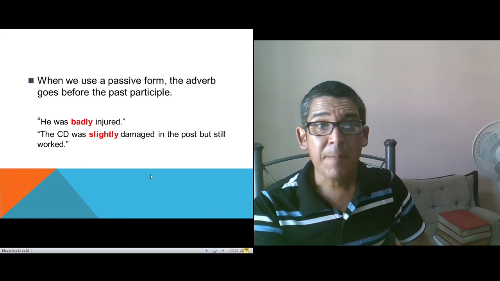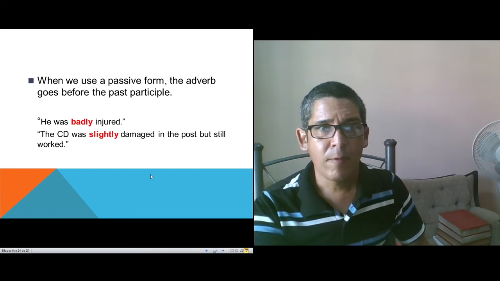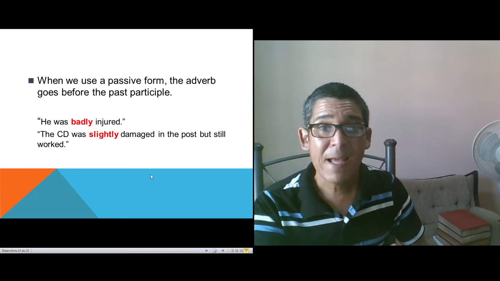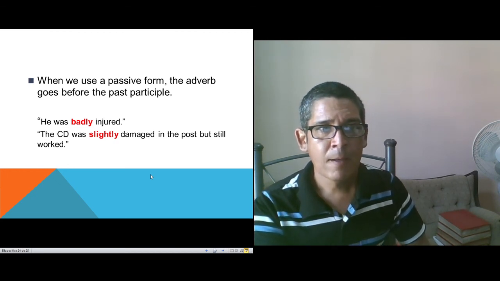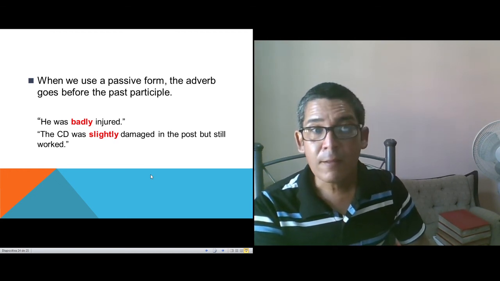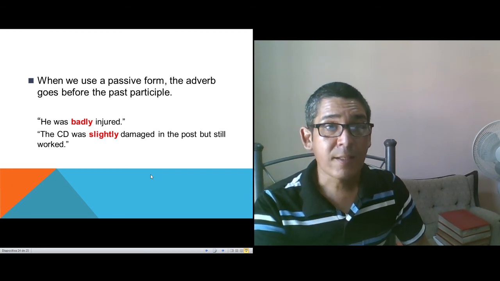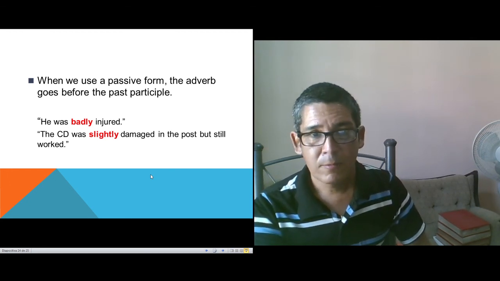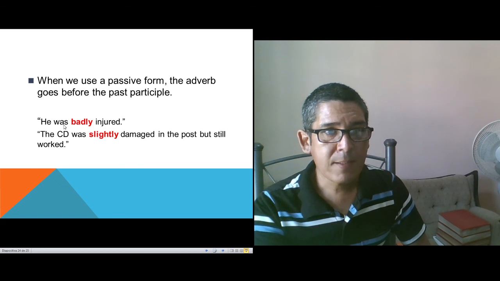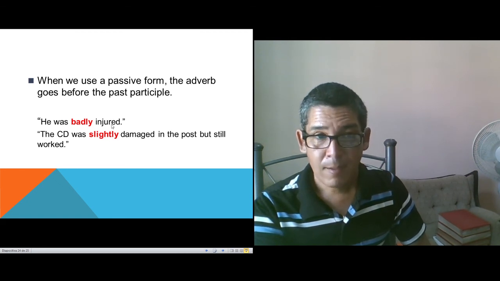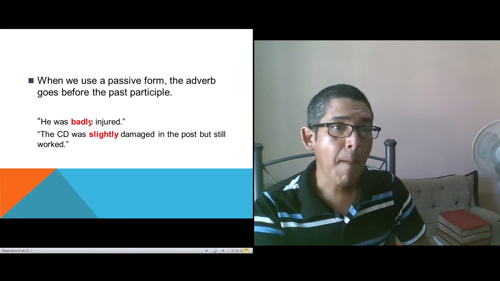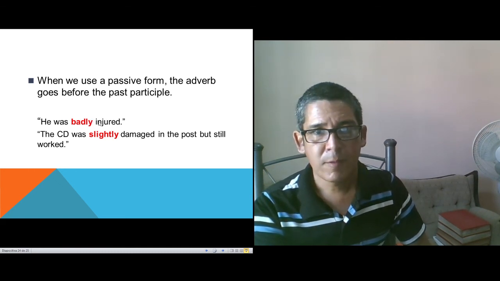When we use a passive form of the verb, the adverb goes before the past participle of the verb. Like he was badly injured. The city was slightly damaged. Okay. Notice the passive voice with the verb to be and the past participle of the verb. So then it goes before the past participle of the verb.